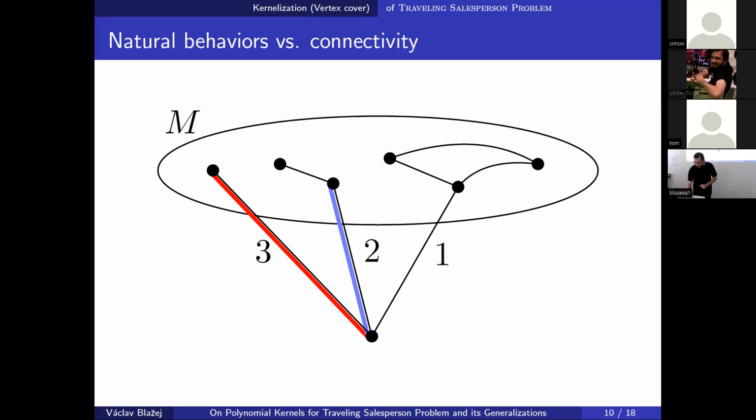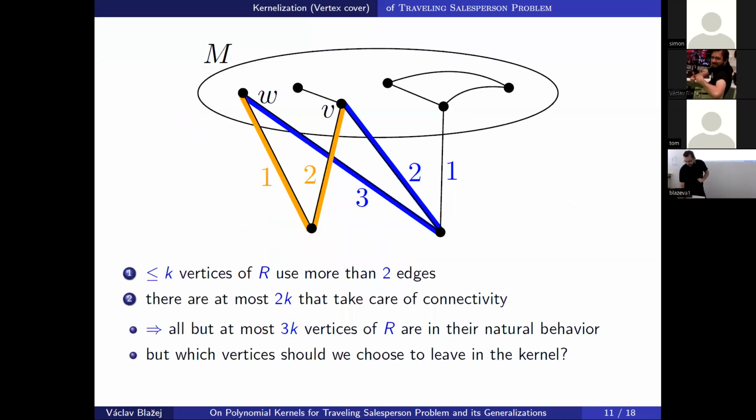So somehow the number of vertices that are traversed in a weird way is bounded. We just remove them at the beginning or keep them. Yes. We want to keep them. But it's a small number of vertices. And the rest, we keep the vertices which can create the connections in the cheapest way possible.